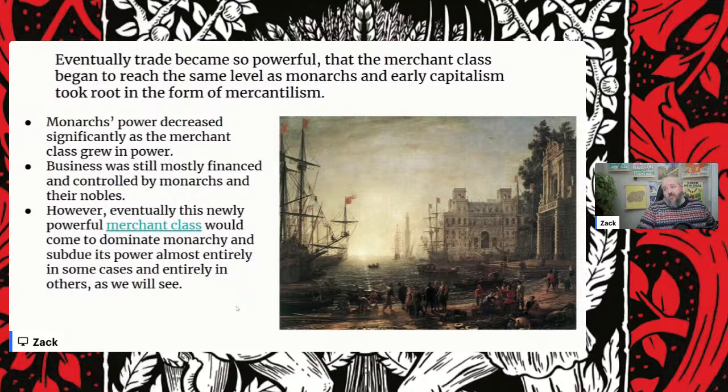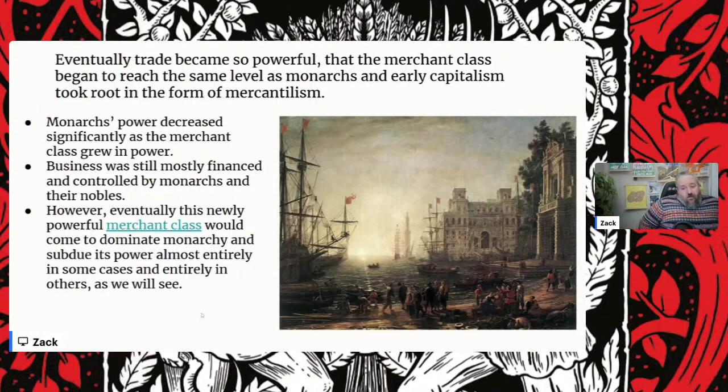Eventually, trade became so powerful that the merchant class began to reach the same level as monarchies, and early capitalism took root in the form of mercantilism. Now, this wasn't exactly like our current form of capitalism. There were not completely private enterprises. Monarchs' power decreased significantly as the merchant class grew in its power. Business was still mostly financed and controlled by the monarchs and their nobles. However, eventually this newly powerful merchant class would come to dominate monarchy and subdue its power almost entirely, and in some cases entirely, as we will soon see.